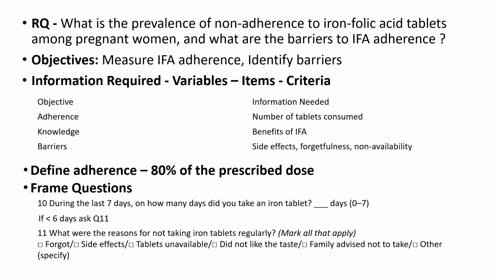Then what information is needed to achieve the objective? What variables and items are needed? And then think right up to the analysis and the criteria on those items and variables, which will help you to do your analysis and answer your research question. Thinking in this way will help you frame the question. Here I'm just giving you an example of a research question where we want to find out the prevalence of non-adherence to iron folic acid and the barriers. So you have to think through and frame your questions.